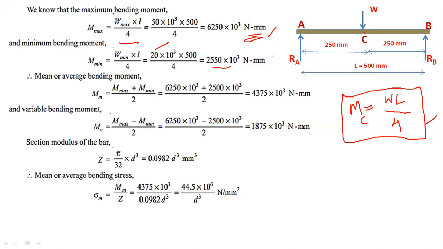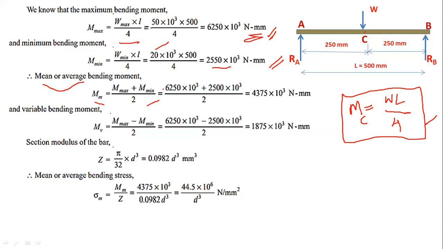Okay, so these two are the maximum bending moment and minimum bending moment. After getting the maximum and minimum bending moment, you have to find out the mean and variable bending moments. So already we know that the formula for mean or average bending moment, Mm equal to maximum bending moment plus minimum bending moment by 2.